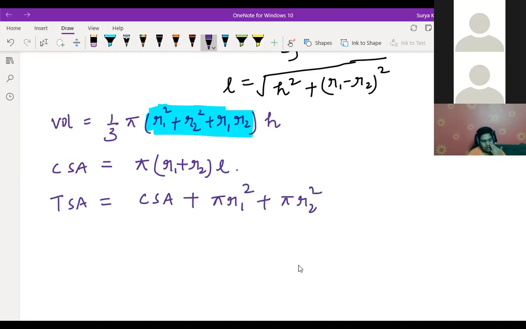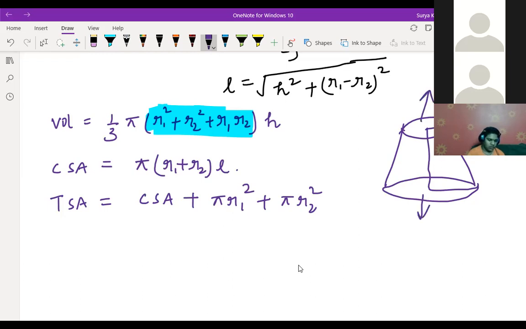If you see the conical thing over here, how it looks like, just try to understand. Two circles are there. Apart from the lateral surface, the curved surface area, you have two circles over here, one is this one and the second one is this one. So TSA is pi into R1 plus R2 into L, plus pi R1 square plus R2 square. Is it clear to everyone?